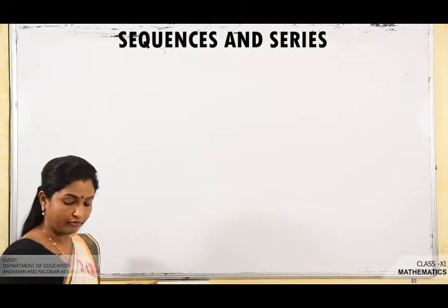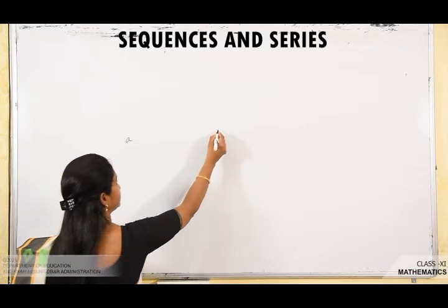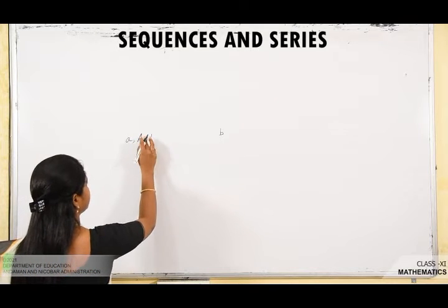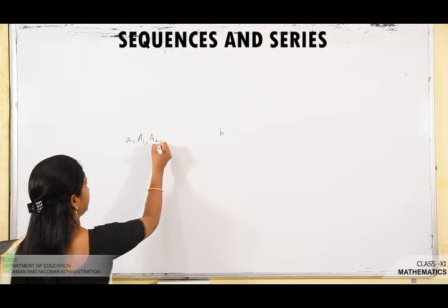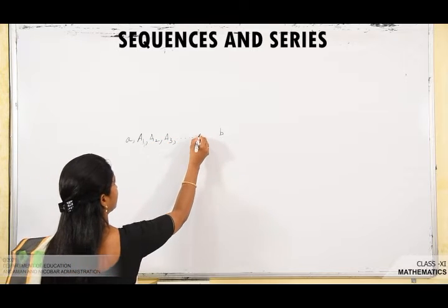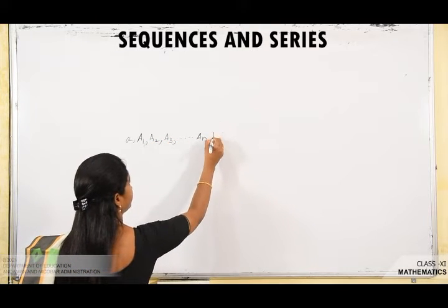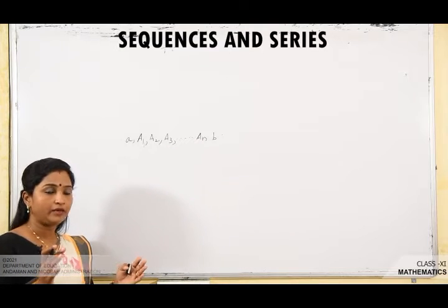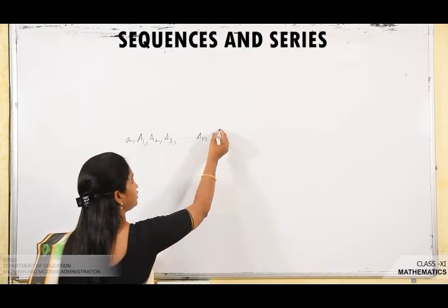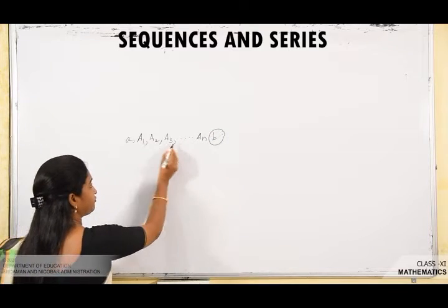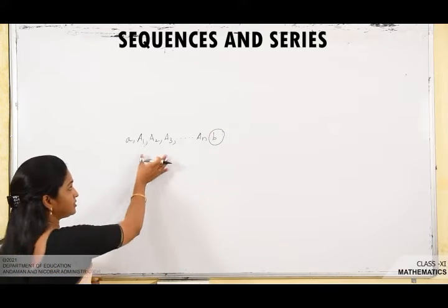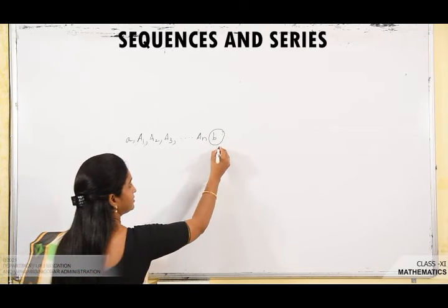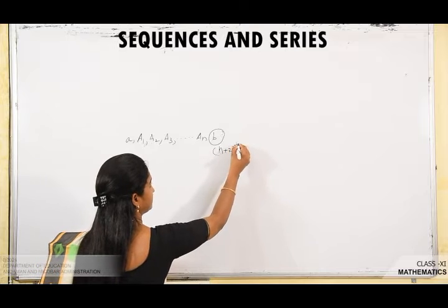Suppose you have A and B, two terms, and you want to insert n terms. So let A1, A2, A3, etc., An be the n terms. Now, can you tell me what will be the position of B if you count it from 1? What will be the position of B? This is the n plus 2th term.